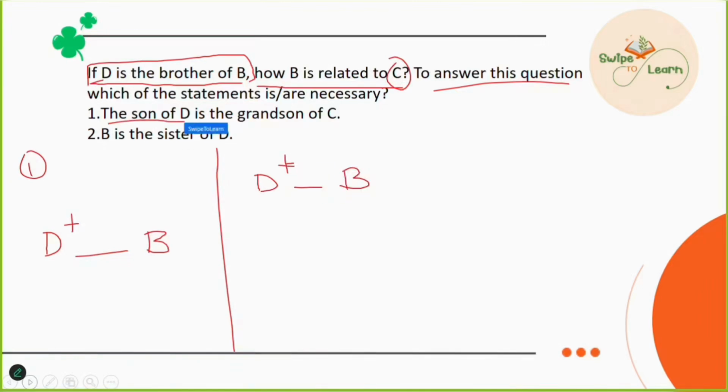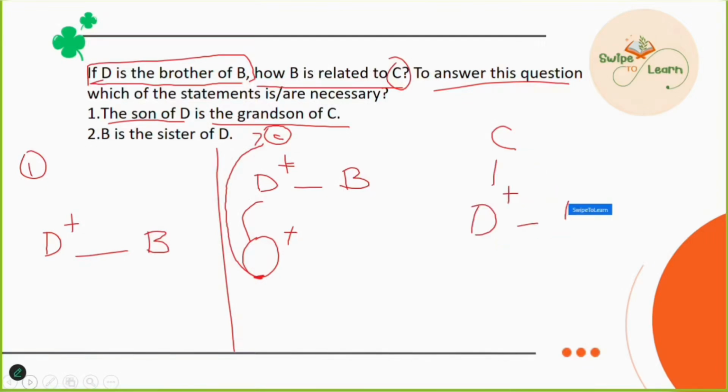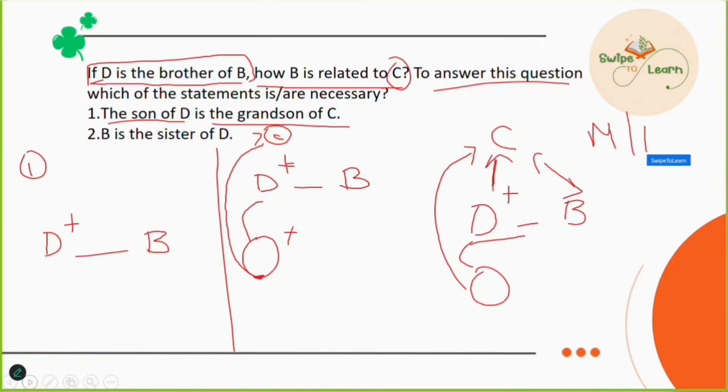Now the son of D is the grandson of C. So D has a son, and that son is a grandson of C. That means there is a person called C, and C has children D and B. That means B and D are siblings and their father or mother is C. And D's son would be a grandson of C. So this is the relation. Finally, what we want, how is B related to C? When you have a sibling and your sibling has a parent C, then B and C have a relation, which is either mother or father.